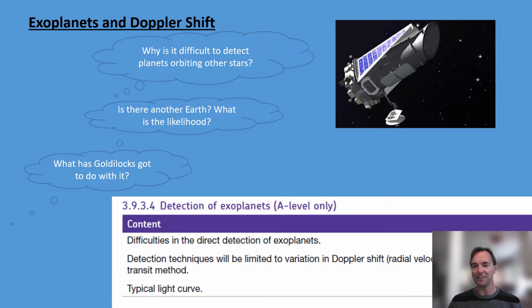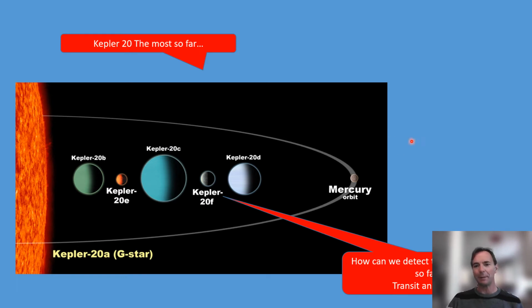But this is in the A-level course, so we needed to be able to work out these techniques. What's the physics of being able to work out whether or not there is a planet out there? Okay, so Kepler-20, I say this, but I say Kepler-20 has got the most planets detected around it so far, but there's bound to be another one now. What this says behind my head here is how can we detect so many planets so far away?